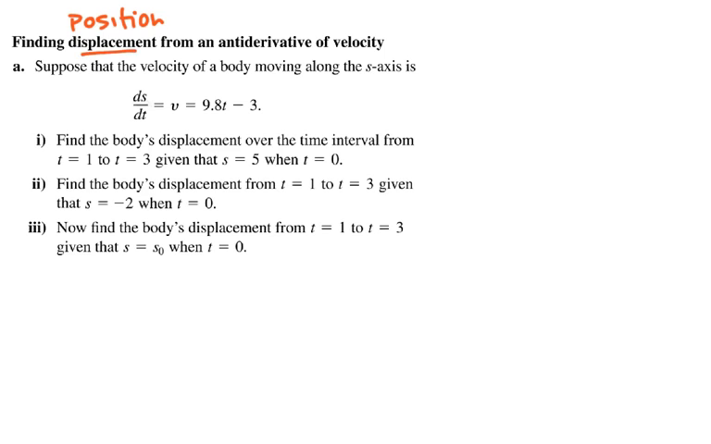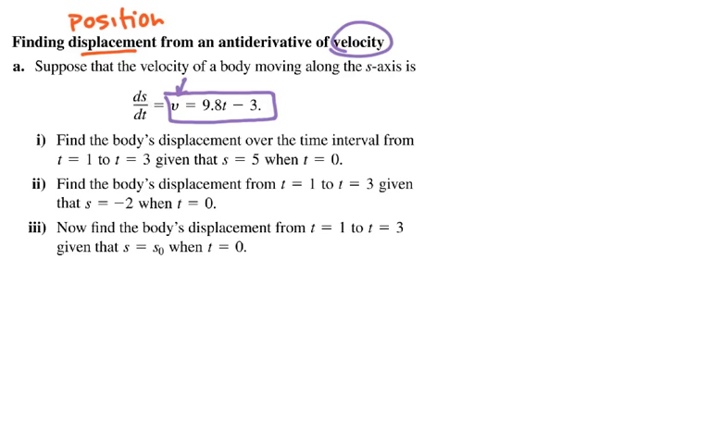Okay? So what we have here, we're going to find our displacement, and displacement's just a fancy word for position. So we're going to find our displacement from the antiderivative of velocity. So what we have, suppose this is my velocity given. This is the velocity of a body moving along the s-axis, the position axis. And velocity is equal to 9.8 t minus 3.